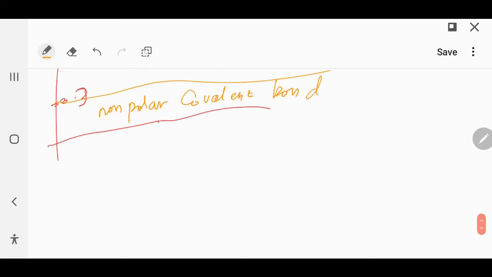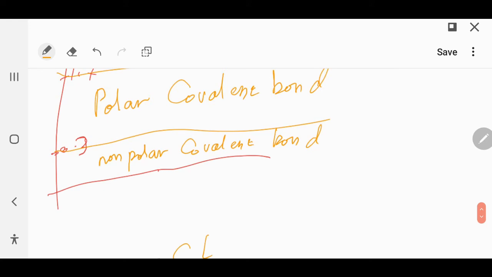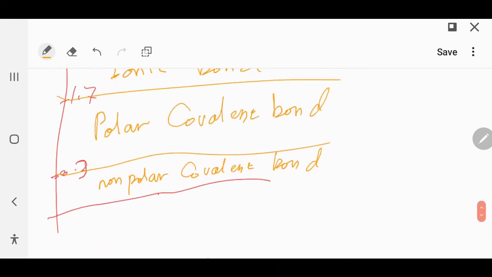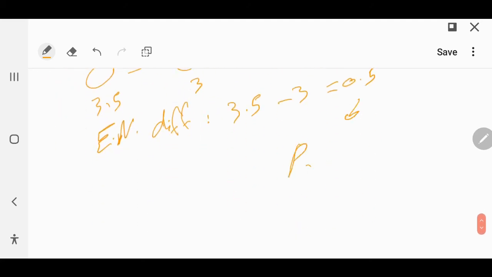So for example, if we have the OCl bond. Now electronegativity for chlorine is 3, while for oxygen it is 3.5. Now the electronegativity difference here is 3.5 minus 3, which is 0.5. So 0.5 is located in the range between 0.3 and 1.7. So we will have a polar covalent bond. So the bond here is a polar covalent bond.